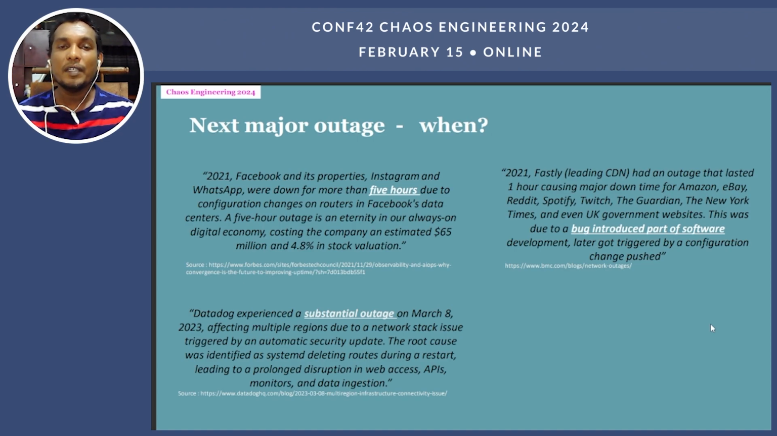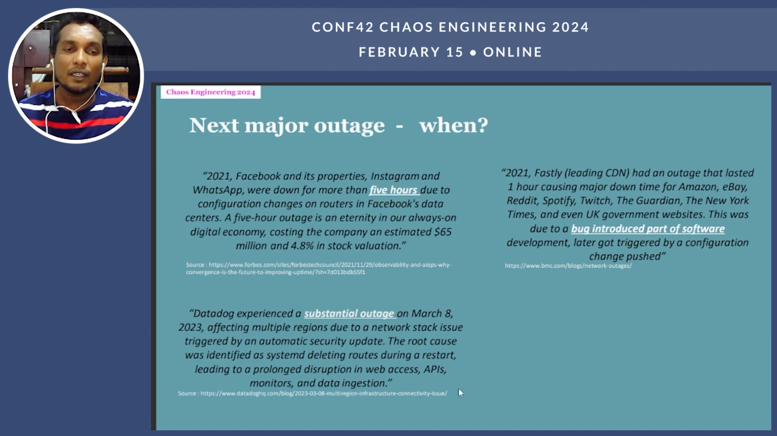Mainly this is down to Fastly being one of the leading CDNs. It has been used widely across the industry. So this impacted Amazon, eBay, Reddit, Twitch, the Guardian, and even the New York Times, and even some of the UK government websites. It was identified that there was a bug in the software which got moved into production, and which resulted in this outage. So this is again a classic example of one issue impacting multiple systems, and of the complexities distributed systems bring.